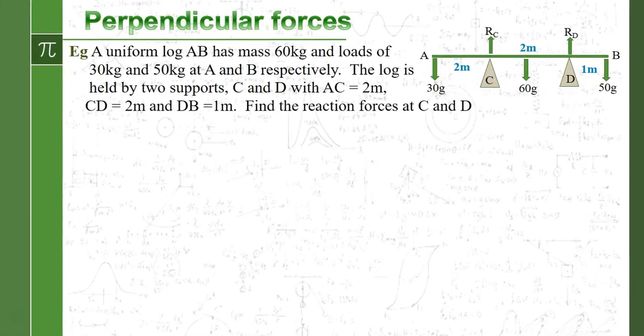So here we go. Here's an example. We've got a uniform log AB. It's got mass 60 kilograms, and we've got some loads on the log at A and B, and it's held in place by two supports, and you've got all the distances there. So we've got the supports C and D, and we want to find the reaction forces at C and D.